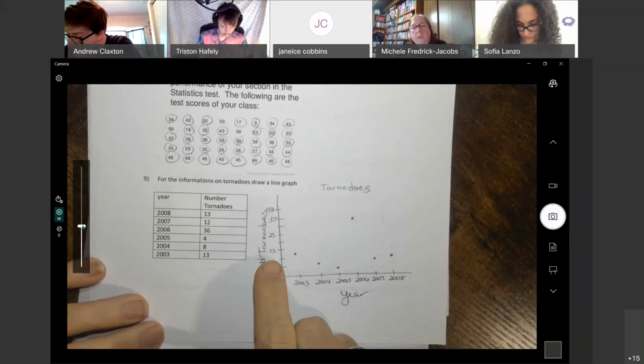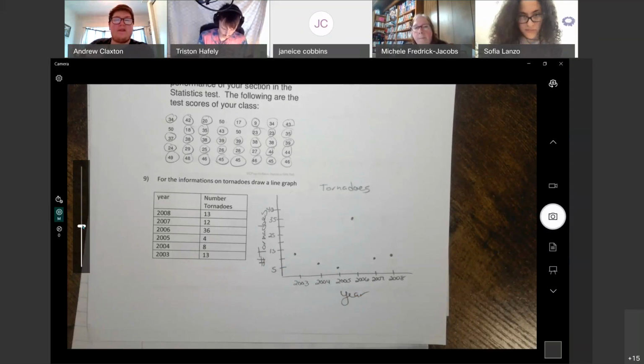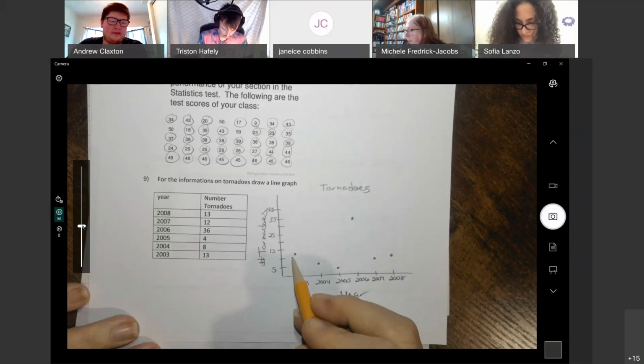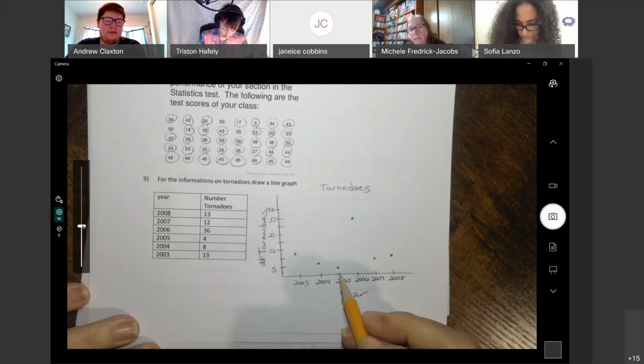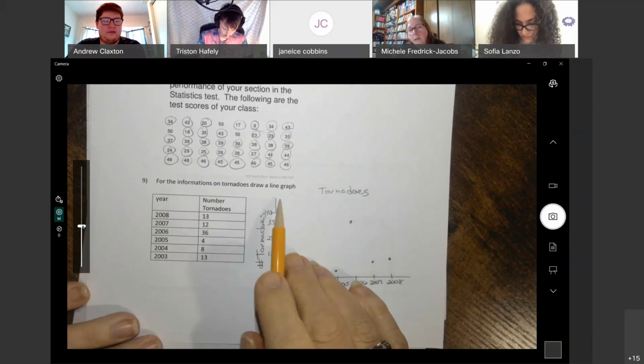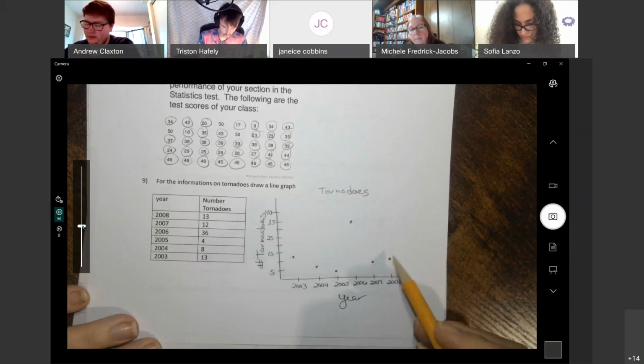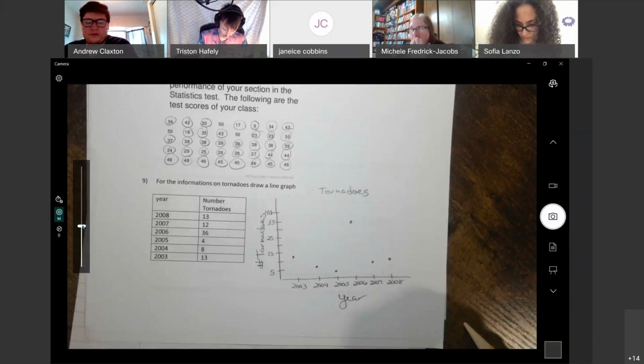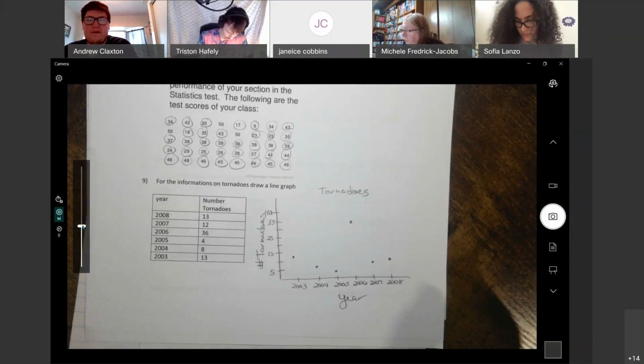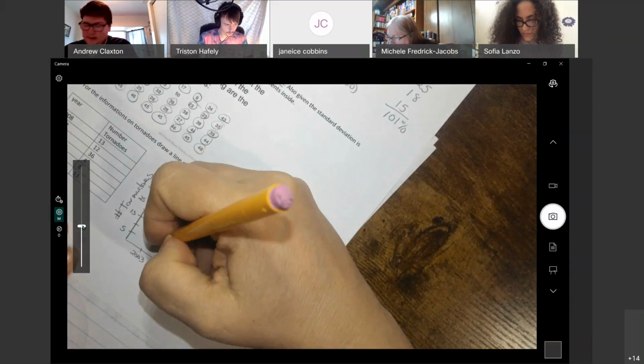So you mark your points so that they go across for how many there are. Kind of like when we did the bar graph, only you don't have the bar, you just have a dot. Because then it's called a line graph. We're going to connect them. This is similar to the one we did with the amount of things you memorized. So then you just connect your lines.